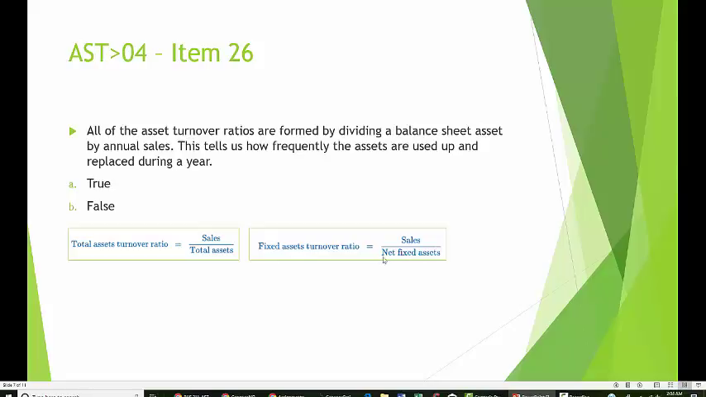All right, so what you're trying to find is how many dollars of sales each dollar of investment in these asset bases generates. And so in this case, we are dividing an income statement item by a balance sheet item, the reverse of what's reported in the first sentence. The second sentence tells us how frequently assets are used up. Not really. It says how many dollars of sales each dollar invested in assets generates. Turnover ratios show the productivity of the assets.